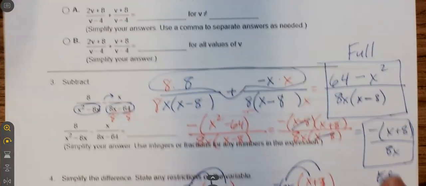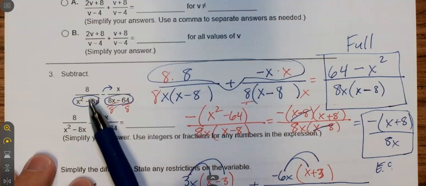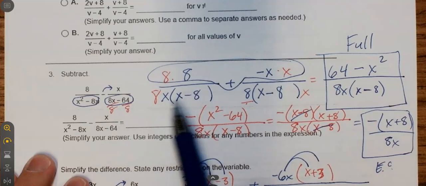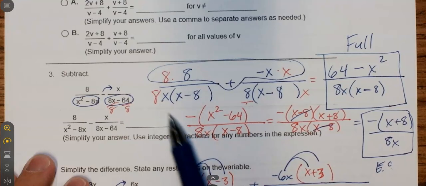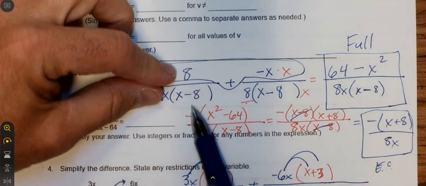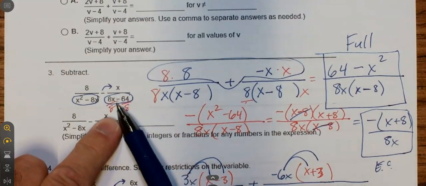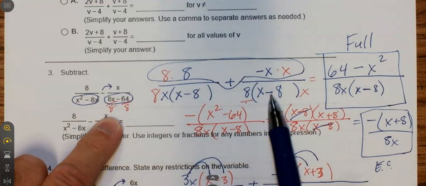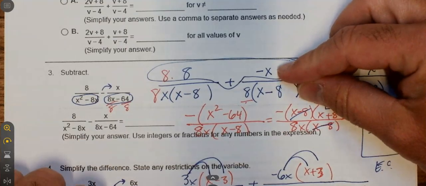Question 3. I see a GCF right here of x that we can pull out. And if I pull that x out, I'm left with x minus 8. The red part wasn't there at the beginning. And then the next one, I see a GCF of 8 that we could pull out, and that left me x minus 8. Once again, the extra part that's in red was not there.